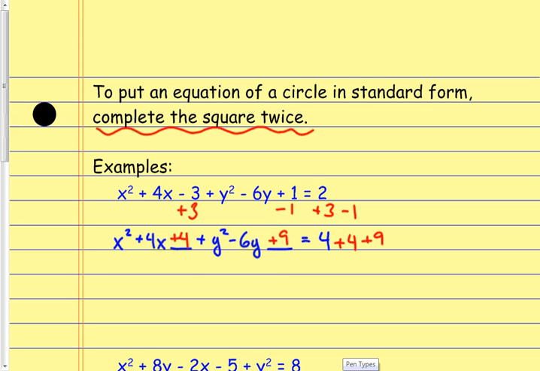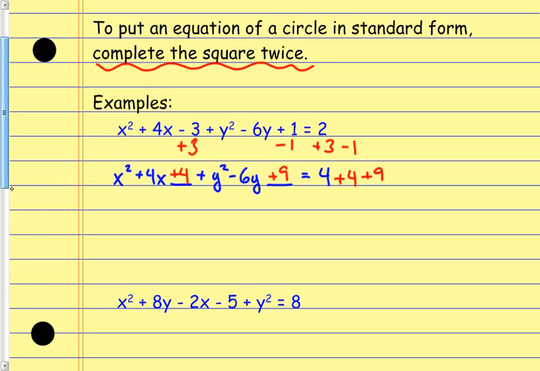And now I do a little bit of factoring. This first trinomial, the x squared plus 4x plus 4, factors into x plus 2 times x plus 2, which is x plus 2 squared. The second trinomial, the y squared minus 6y plus 9, factors into y minus 3 times y minus 3, which is y minus 3 squared. Equals, over here I add this all up. I have 4 plus 4, which is 8, plus the 9, looks like a 17. All right? And so now I can see this thing in standard form.